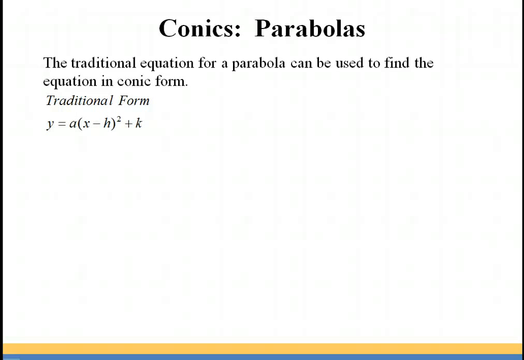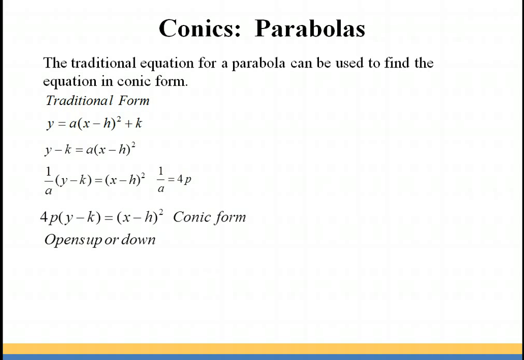Let's start with a traditional equation for a parabola. You're probably familiar with the equation y equals a times (x minus h) squared plus k, where h and k represent the vertex of the parabola. What we're going to do is rewrite this equation. So we're going to bring the k over to the other side and divide by a. So we have 1 over a times (y minus k) equals (x minus h) squared. We're going to let 1 over a equal 4p. So that gives us the equation 4p times (y minus k) equals (x minus h) squared.